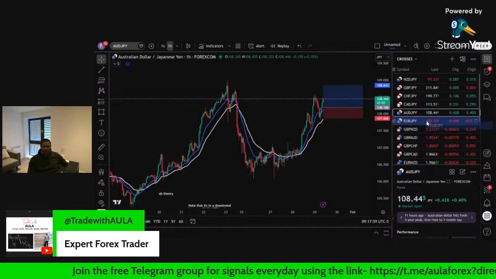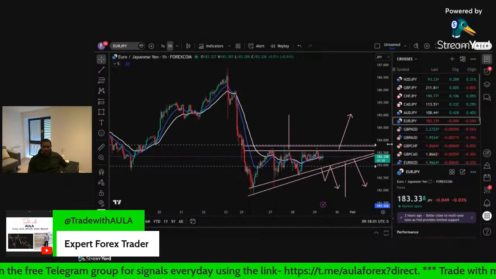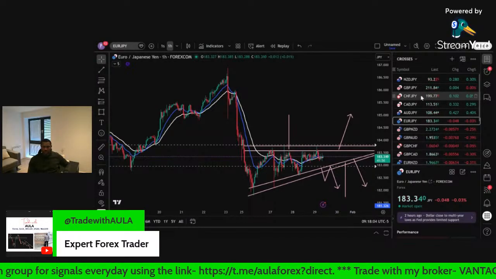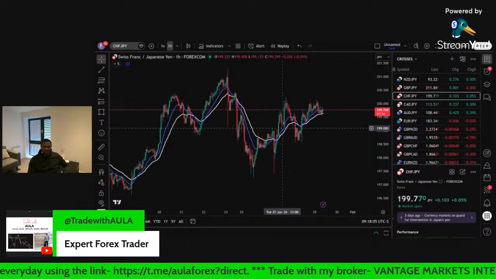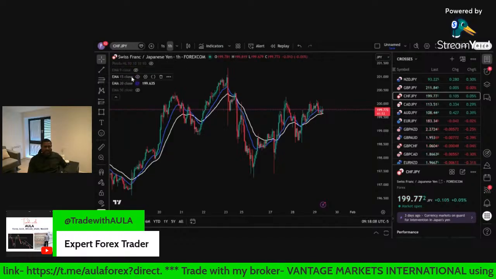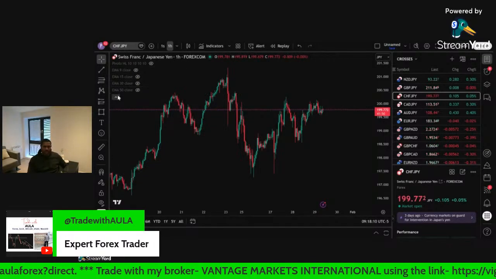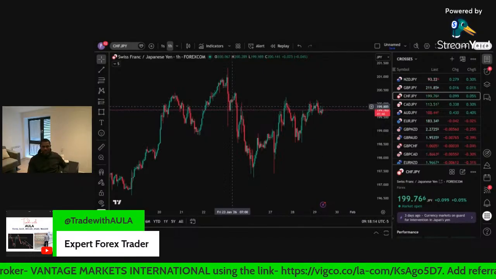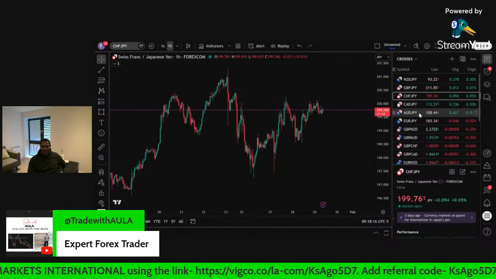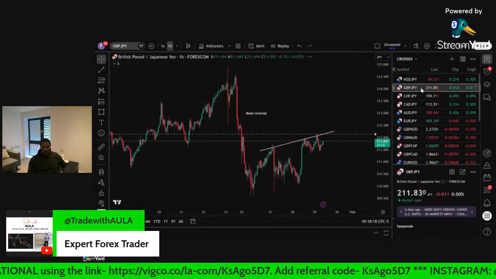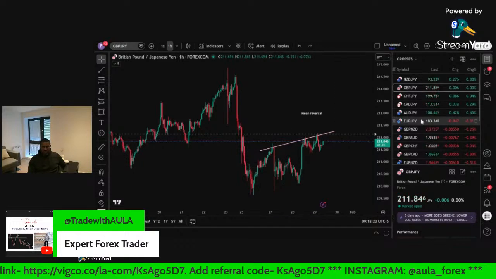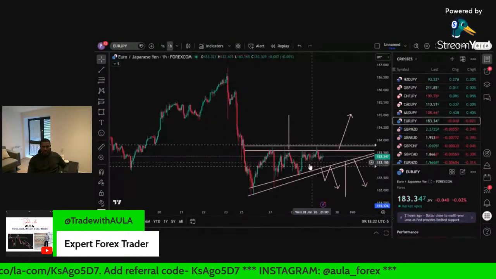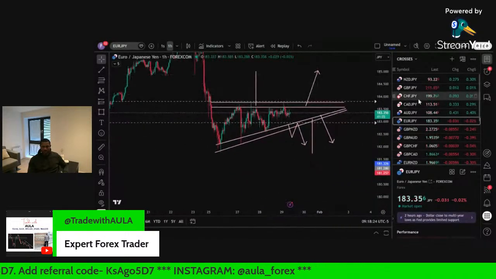Euro JPY is doing the same thing like CHF JPY, but they all move in sync. And GBP JPY to an extent here. You can see we have almost the same kind of formation. I don't trust this formation, like I said. CHF JPY, GBP JPY a little bit, Euro JPY and CHF JPY. Okay, that's the one which we checked earlier on.